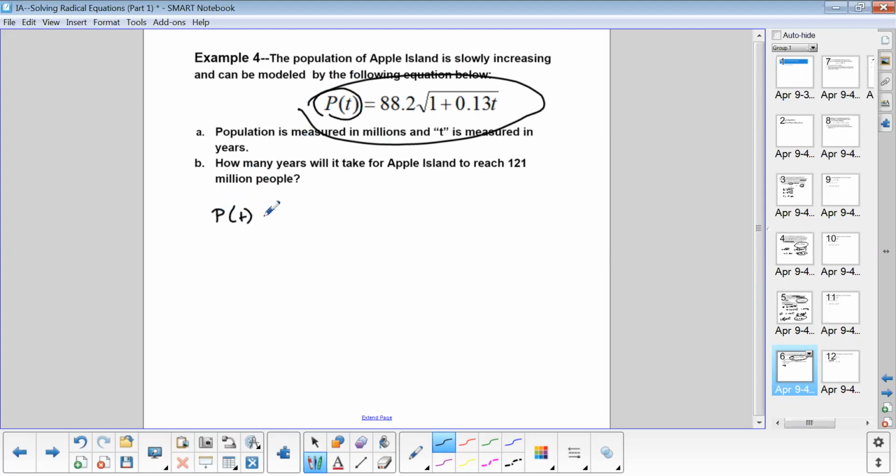This is a function notation. We're calling the function p, which is representing population, and it's a function of time. So we are trying to solve for what time would be. Well, we know that the population at a certain time is going to be 121 million, and then that's going to be 88 2/10 times 1 plus 13 hundredths t under the radical.